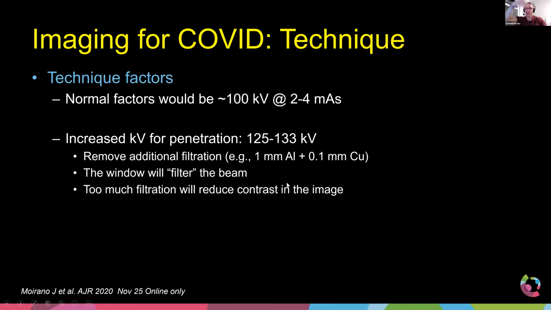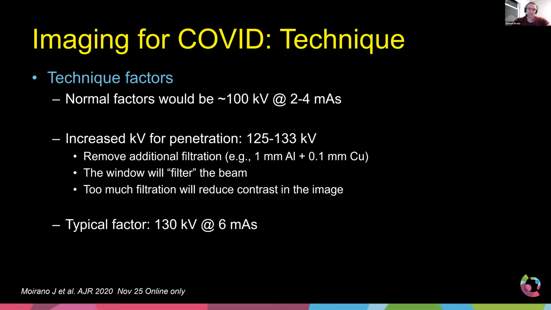And so if you have a filter in with copper and aluminum plus glass, then you're really going to have to crank up your technique factor. And that's just not good. Obviously, it's more dose to the patient, but it's a lot more scatter for everyone else. So too much filtration will reduce contrast, and we talked all about that last time. Changes the kV, changes the mean spectrum energy, changes scatter.